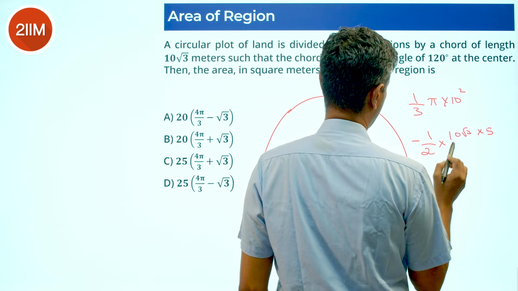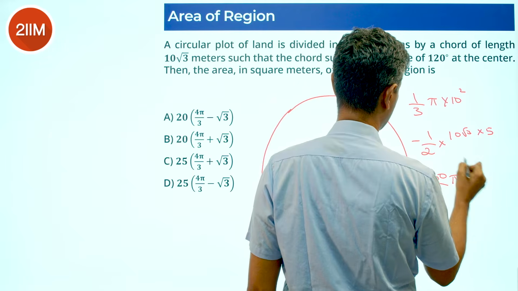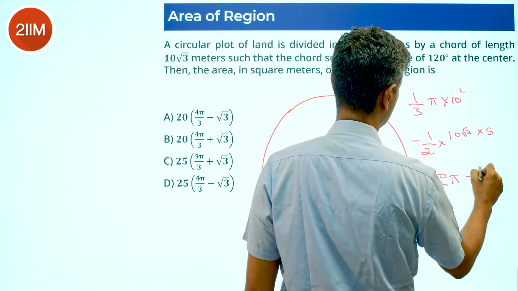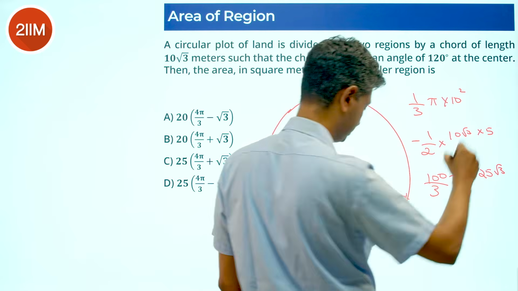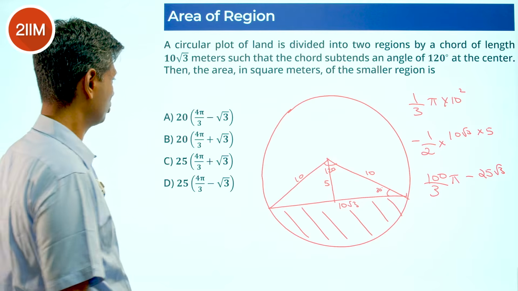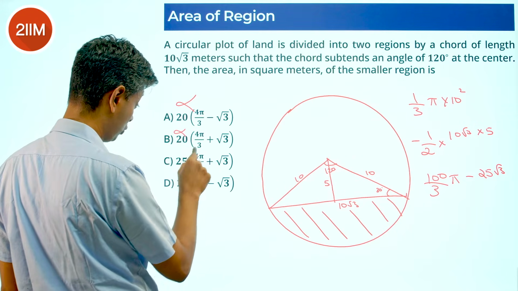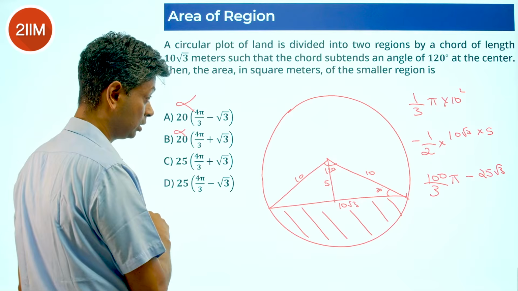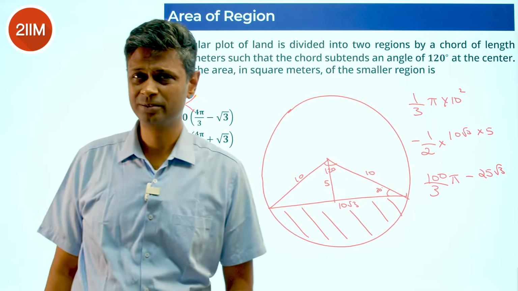1/3 of pi into 10 square, so 100 by 3 pi minus 25 root 3. You're looking for an answer choice that fits this. 20 into 4 pi by 3, this is 80 pi by 3. 25 into 4 pi by 3, 100 pi by 3, plus 20, no, this is the answer, this is minus 25 root 3, done.